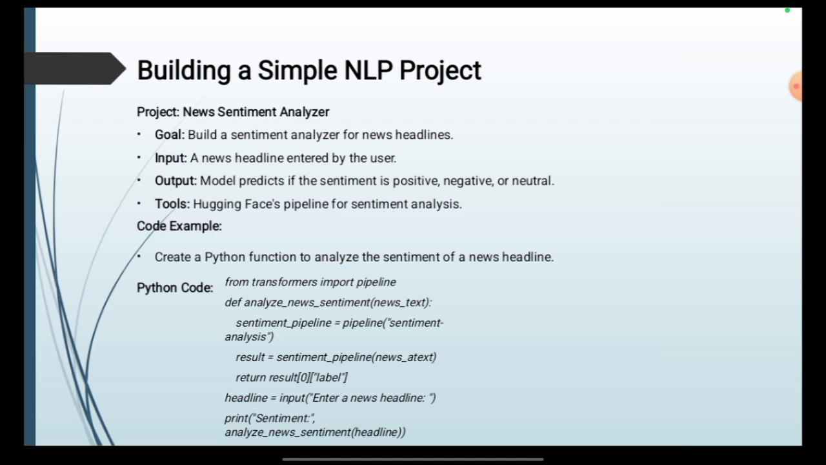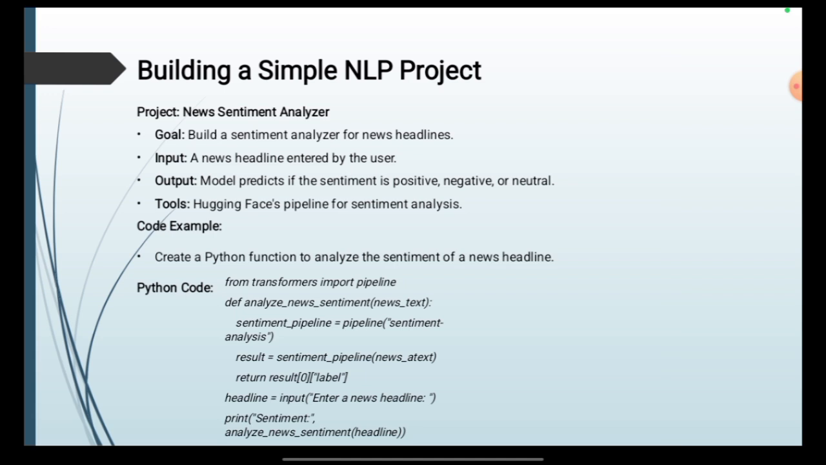Code example: create a Python function to analyze the sentiment of a news headline. Python code: from transformers import pipeline. def analyze_news_sentiment(news_text): sentiment_pipeline = pipeline("sentiment-analysis"); result = sentiment_pipeline(news_a_text); return result[0]['label']. headline = input("Enter a news headline"). print("Sentiment:", analyze_news_sentiment(headline)).